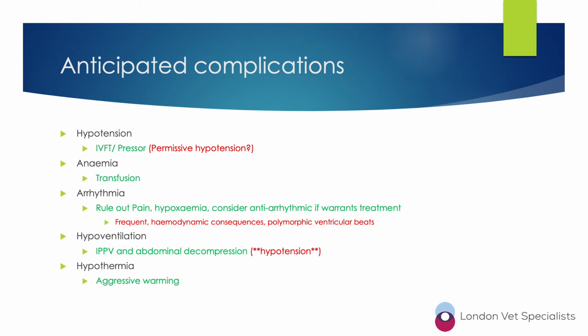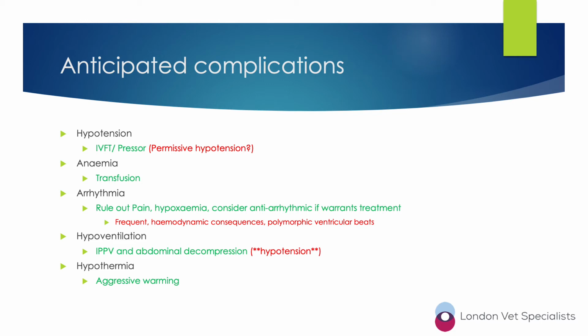I don't think there's any evidence for the technique of permissive hypotension in veterinary species, but in human patients they will allow some degree of hypotension in order to try and decrease the amount of bleeding that's happening before the surgeon is able to locate the source.